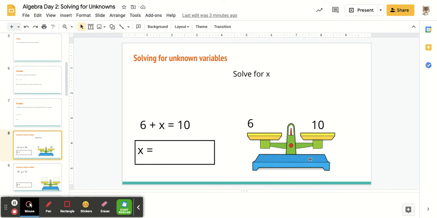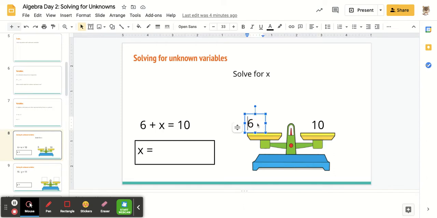Here's our balance scale. We have the 6 on this side and the 10 on the other side. And we have plus x. So in this case, x is our mystery number. This is our variable. So 6 plus what equals 10. So how are we going to balance this scale? So you would write it in here.